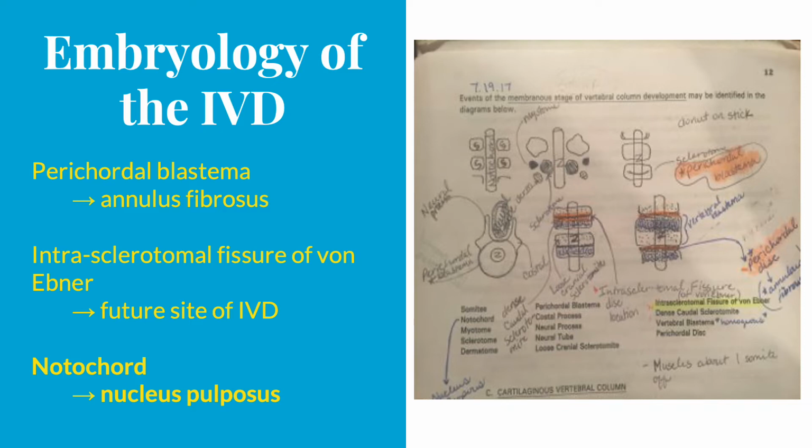So you've got your nucleus pulposus, which is a remnant of the notochord. You've got your annulus fibrosus, which is a remnant of the perichordal disc, or the perichordal blastema. And then remember that that intrasclerotomal fissure of von Ebner represented that future site of the intervertebral disc. So those are the three heavy hitters. I would recommend just going and maybe watching that video one more time just to give yourself a little refresher, and then you'll be good to go.